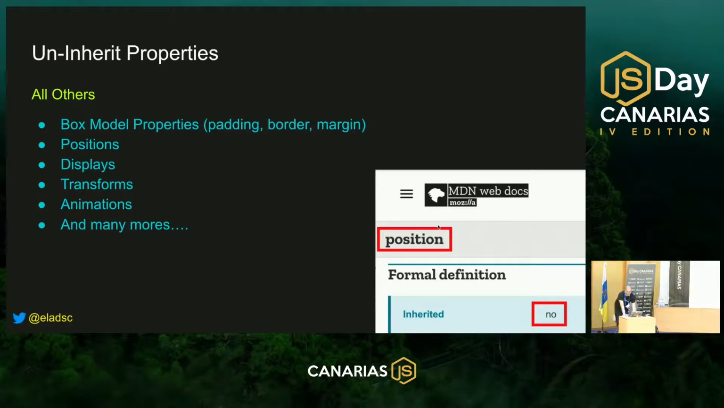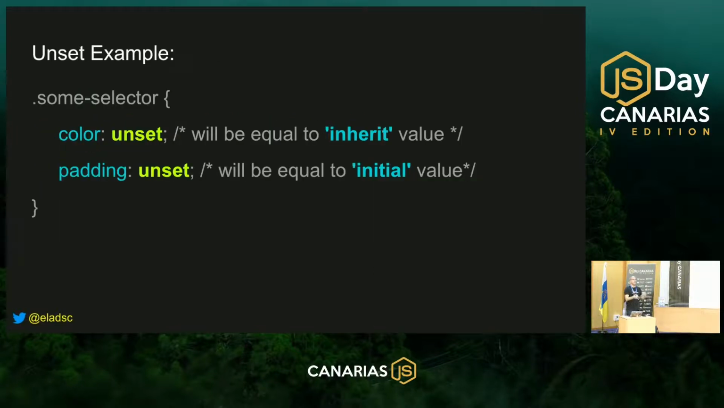Again, under the MDN, for example, this is the page of CSS position. You can see under the category of inherited that it has the value of no. This way you know that this property doesn't have inherited. And this brings us back to the unset value, how it behaves. If I'm putting the unset value on color of text, because it has inherited by default, it will behave exactly like the inherit keyword. And if I'm putting the unset value on a property that doesn't have inherited by default, like the padding property, it will behave like initial.